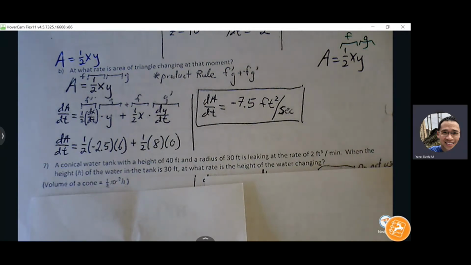Okay, number 7 is a cone problem. We practiced multiple times, so see if you can work a cone problem from beginning to end on your own. I'll do similar triangles. Replace one variable in terms of the other. Right, all those steps. So see if you can work through that.